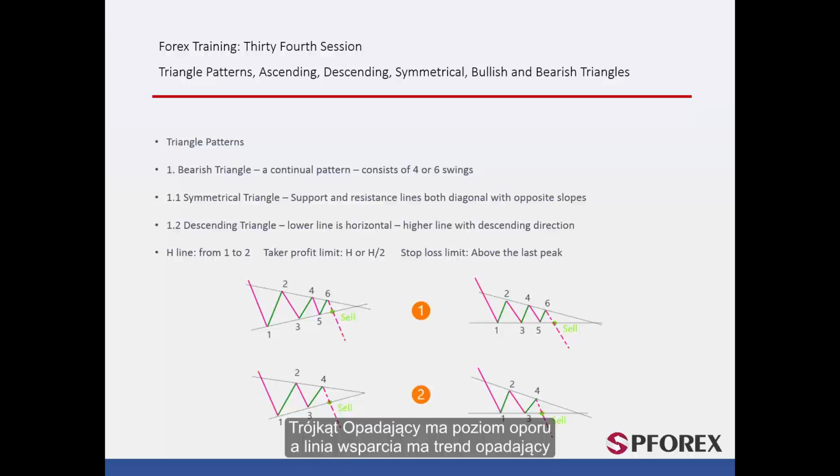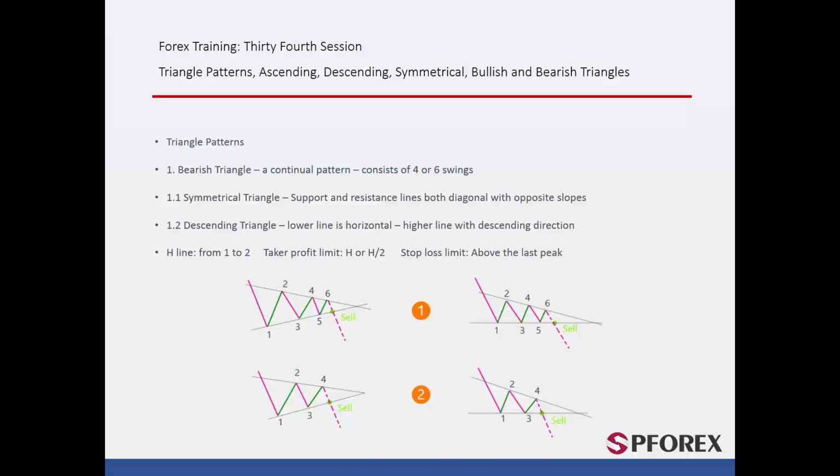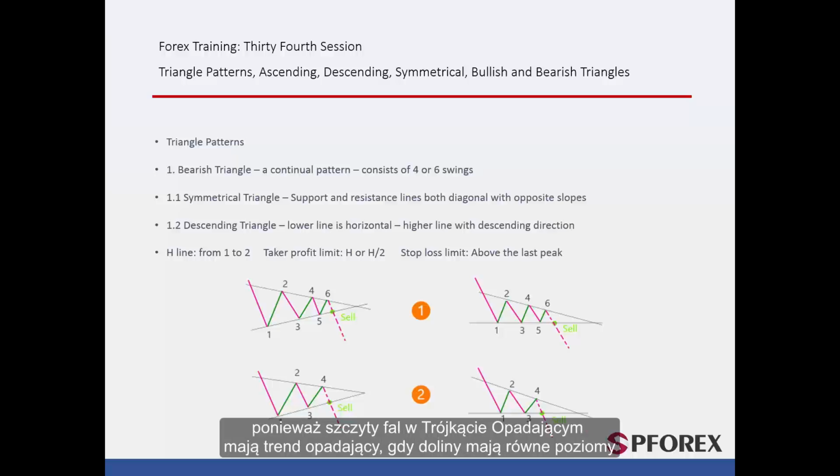Descending triangle has a resistance level, while the support line is a downward trend line. A descending triangle has more power and effect than the symmetrical triangle, because peaks of waves in a descending triangle have a descending trend, while valleys have equal levels.